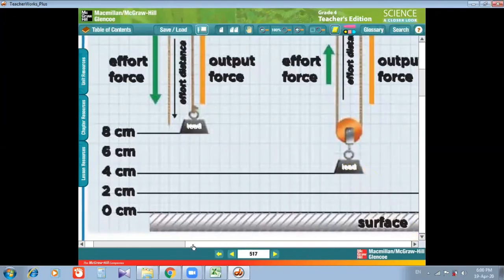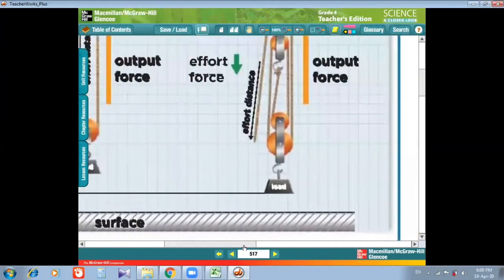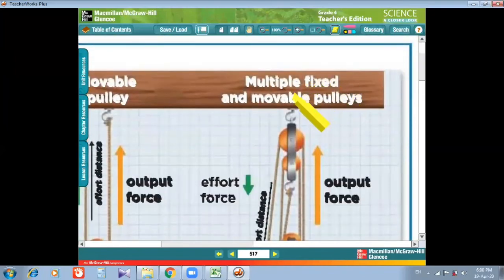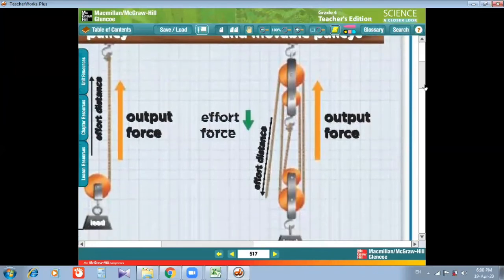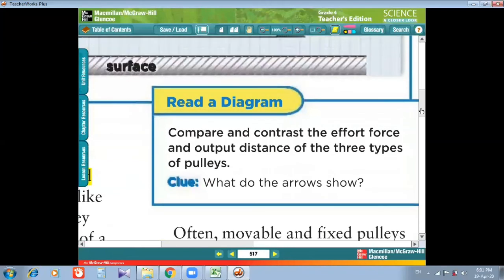Now there is a third thing, where we just use both of them together. How? That is multiple fixed and movable pulleys. What happens in this multiple fixed and movable pulleys? We use both. If you see this one, this pulley is working as a fixed pulley, and the pulley attached to the load is the movable pulley. So in this type of pulley, we use both. We use the movable and the fixed also. Okay, now come back to the topic.